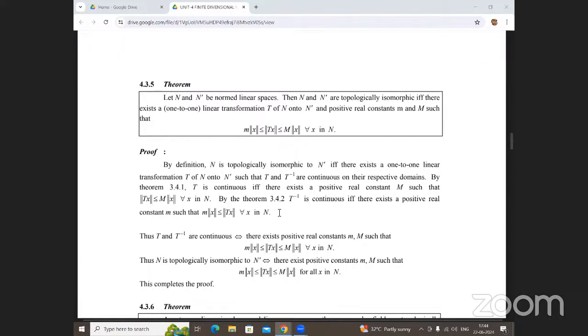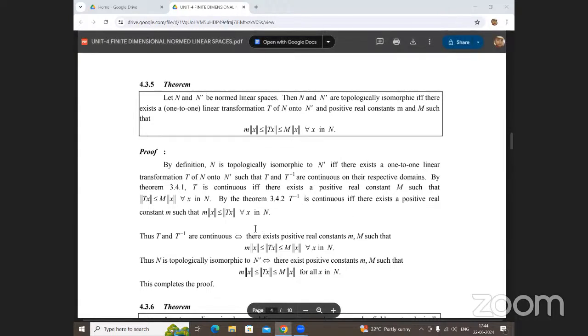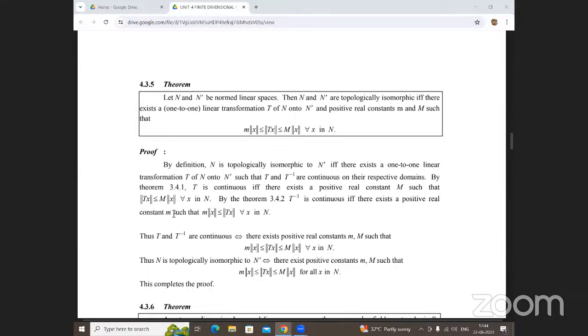In the same manner, there is theorem 3.4.3. If T is continuous, then the inverse of the map is also continuous, if there exists a positive real number and another real constant, small m, for the inverse of the transformation.